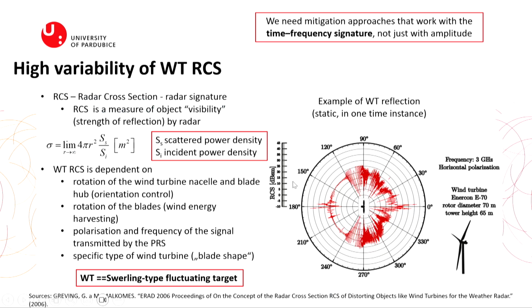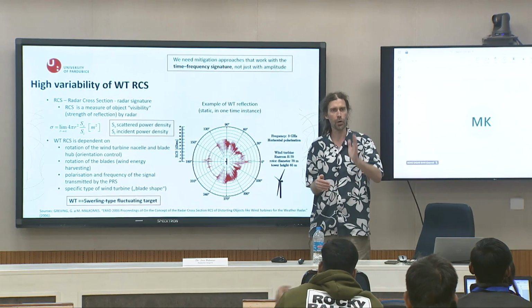So what is the dependency of RCS? I found an example of wind turbine reflection from this source. It is at one time instance, which means that at a second time it will be completely different.